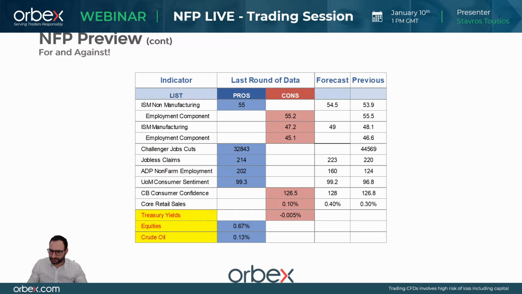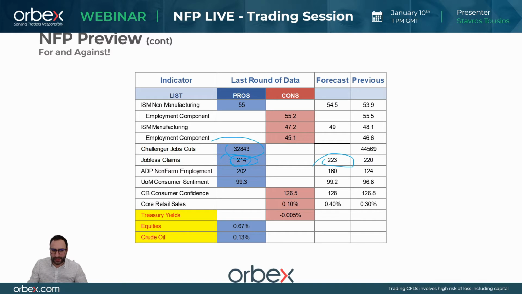Now, jobless claims also were positive, and this is of course expected since fewer people lost their jobs. Jobless claims were also good in the last week. They were about 9K below the forecast and also below the previous number as well, which is a very good indication.